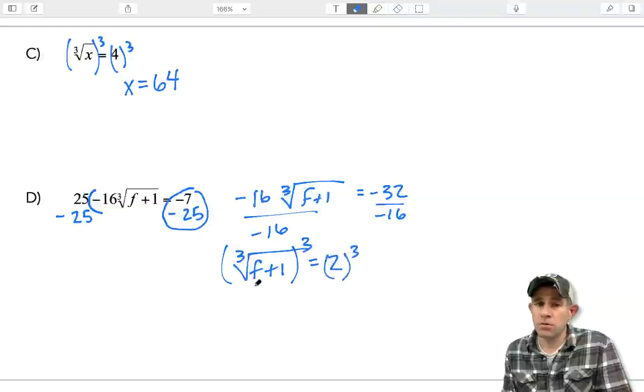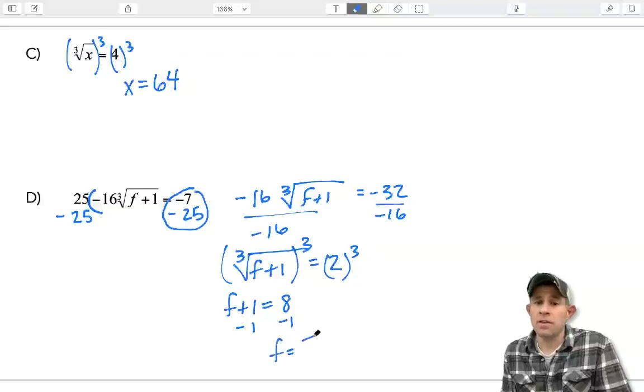All right, now let's get f plus 1 by itself by taking the cube of both sides to undo the cube root. That leaves us with f plus 1 is equal to 8. Subtract our 1, and f is 7.